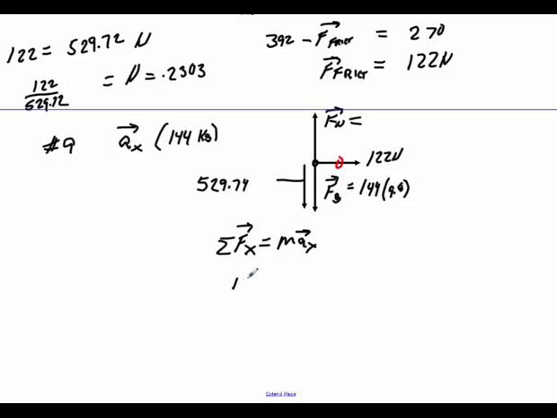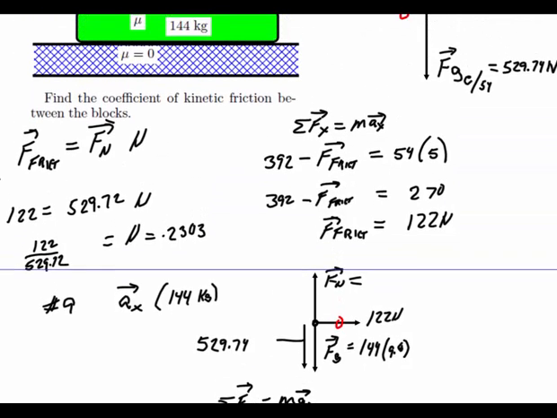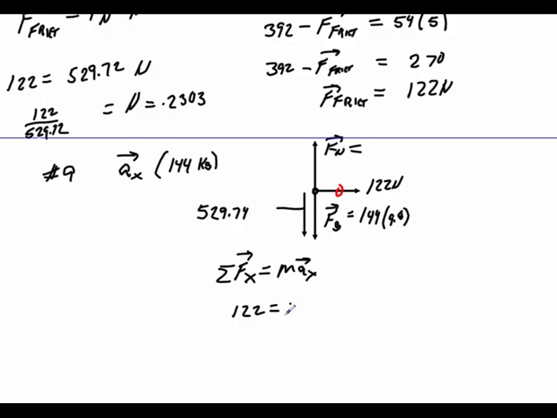I will get 122 is equal to the mass, and the mass was 144 times my acceleration of x. Solve for acceleration of x, and it'll just be 122 divided by 144. So 122 divided by 144 gives you a value of 0.8472.